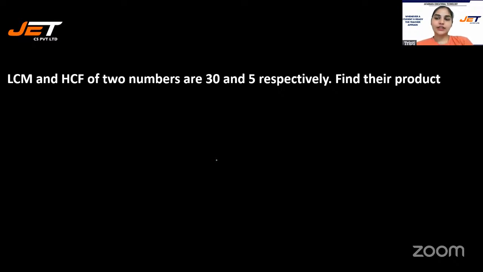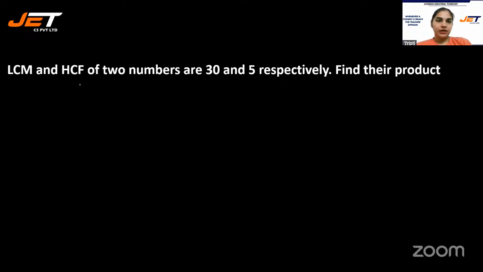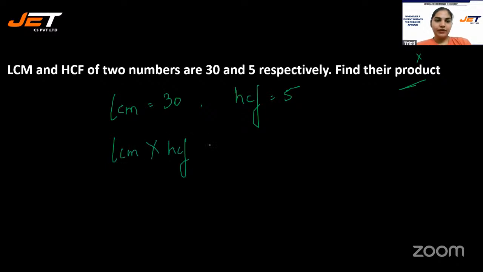I hope it's done. It's not that difficult. Okay. So over here, LCM is 30 and HCF is 5. It's written respectively. So find their product. Product means times you have to do, right? So LCM times HCF, LCM is 30, HCF is 5, it's 150.